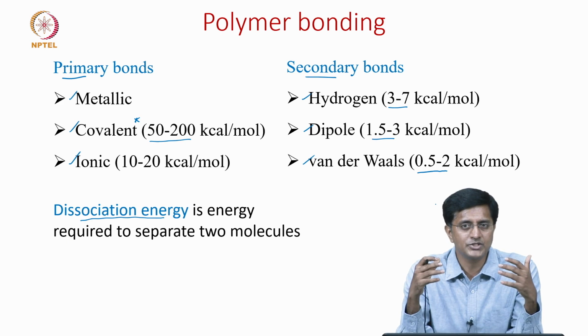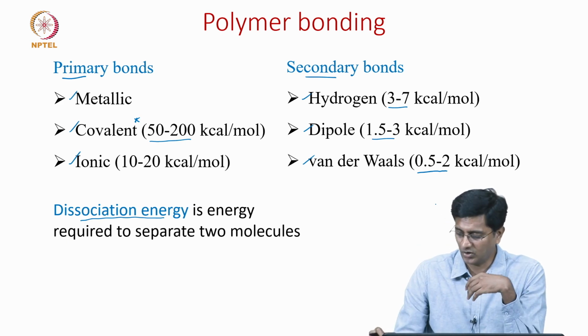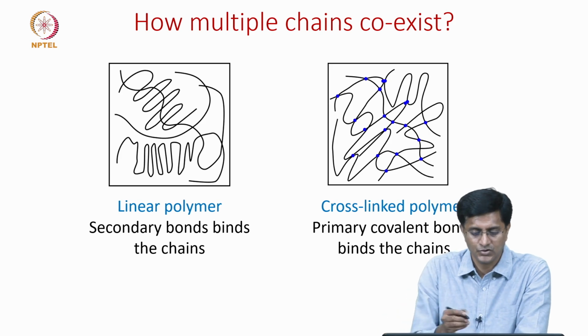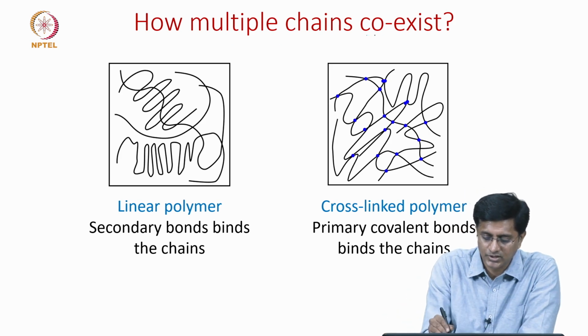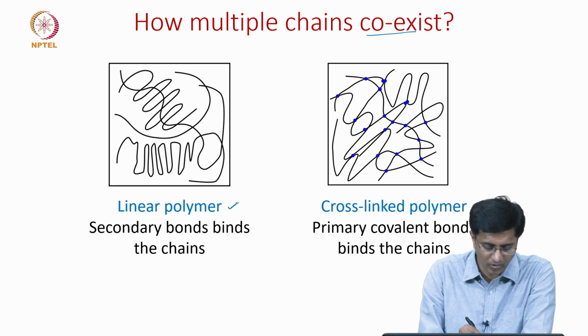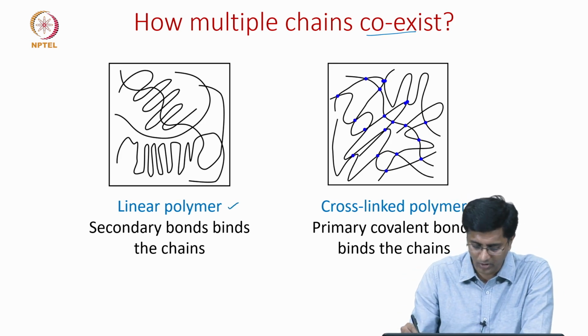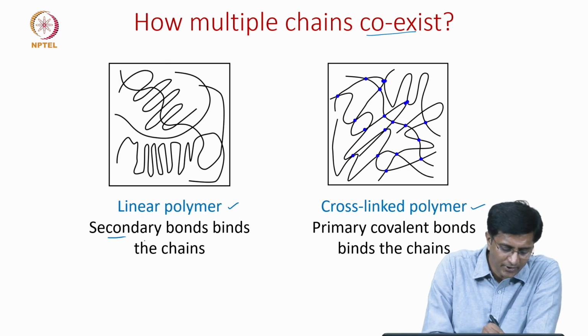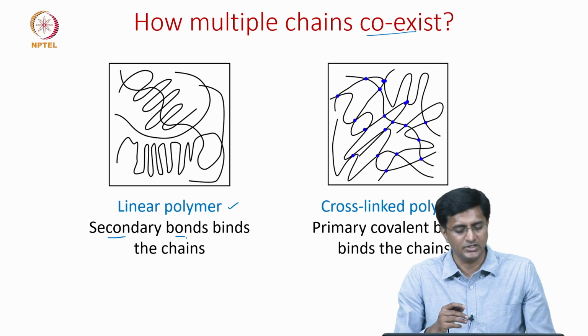Okay. So, the reason why we have studied this bonding is that now we will look at how, if we have multiple polymer chains, they coexist, or what kind of bonds they have. So, we are talking about coexistence of multiple chains. We will be looking at linear polymers and cross-linked polymers. Linear polymers are ones with secondary bonds between the chains.